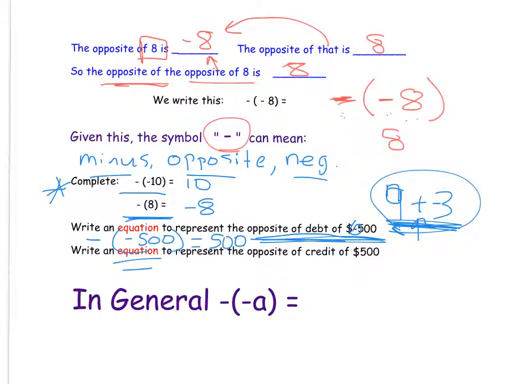Now if I want to write an equation to represent the opposite of a credit of 500, it would be a negative 500. So really the opposite of a credit is a debt. The opposite of a debt is a credit. So in general, the opposite of the opposite of A would be A. These two opposites cancel each other out.